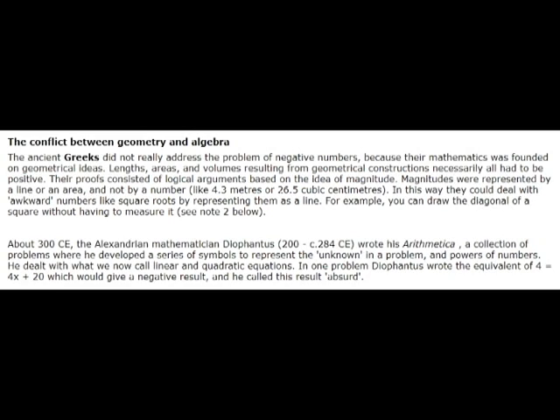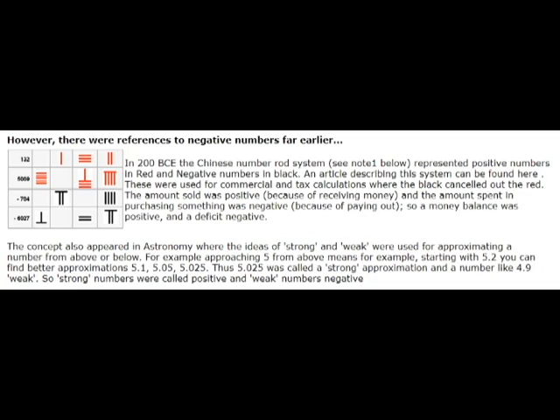Negative numbers seem like a natural concept to us now, but Diophantus stated that a solution that gives a negative result is absurd. The idea of the negative number was first used in China around 200 BC in order to describe debt and tax calculations.